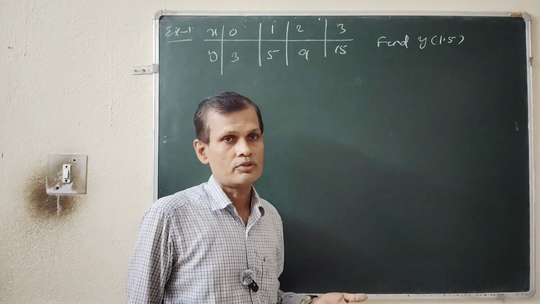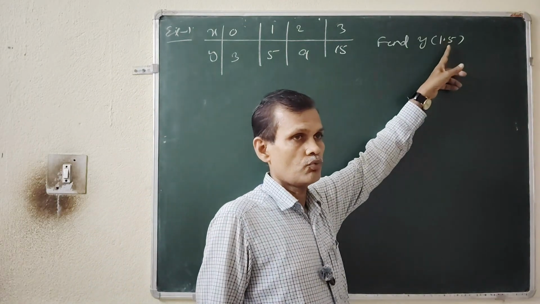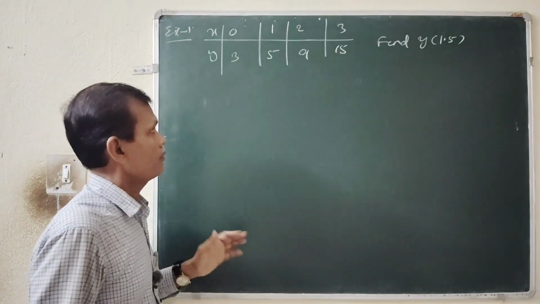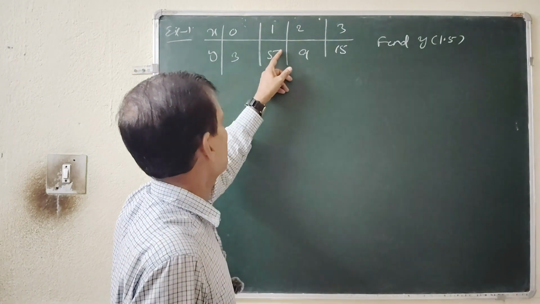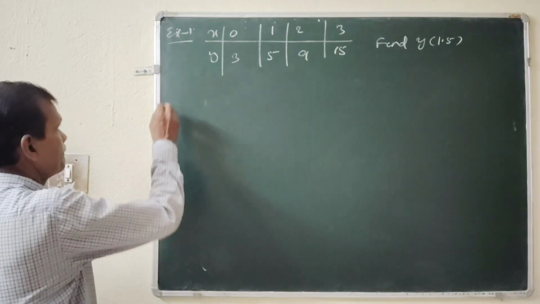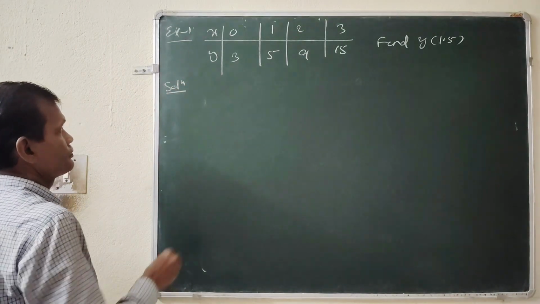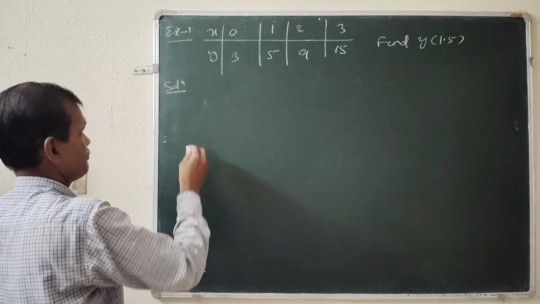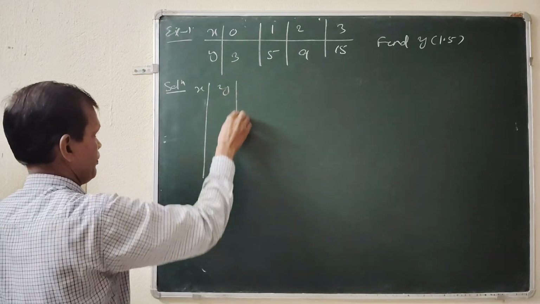This problem is important because when we worked out the problems in Newton's forward or backward, we considered whether x is in the upper part or the lower part, but unfortunately here x equal to 1.5 is exactly in the middle of the data. Then what to do? Let us construct the forward difference table. This is x, this is y.